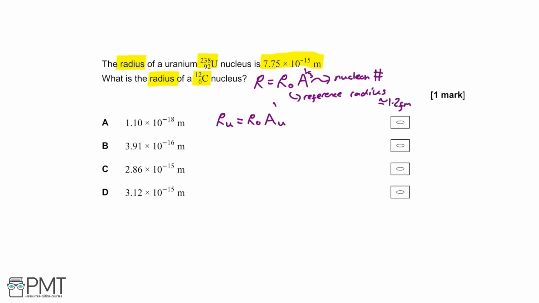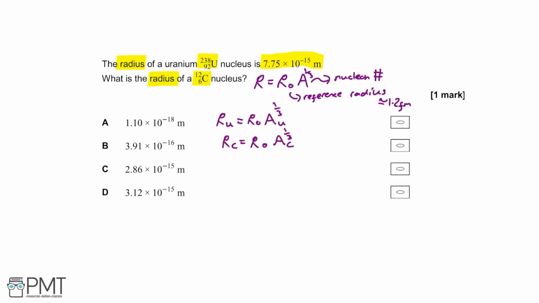So then we have A for the uranium nucleus, which is denoted by the subscript U. Similarly, we can do the same thing for the carbon nucleus. We can write that the radius of the carbon nucleus is R0 multiplied by the nucleon number of carbon to the power of a third. At the moment we have a problem because we have two R0s and we haven't been given this information in the question and it's not supplied to us.